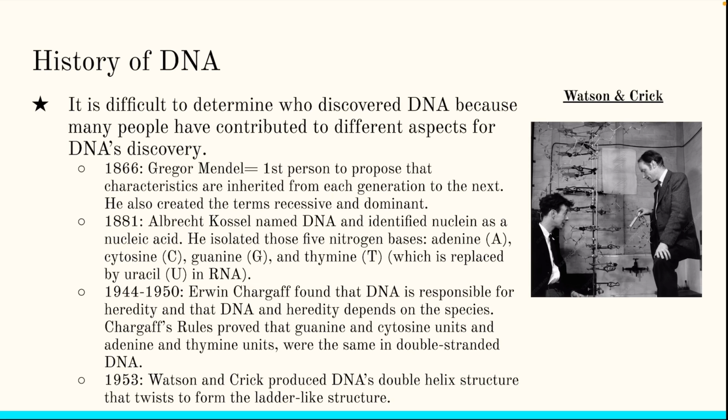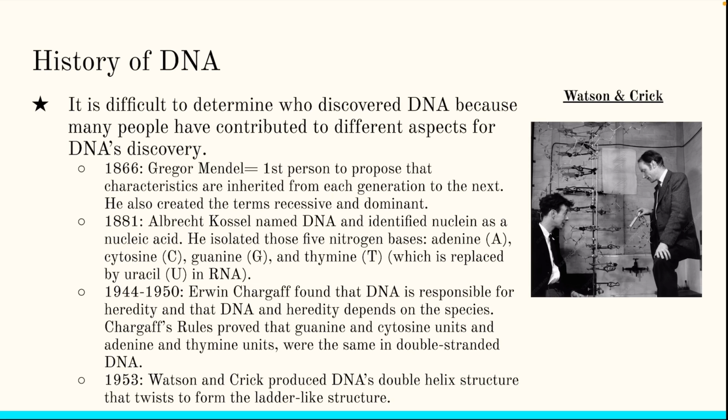In 1944 to 1950, Erwin Chargaff found that DNA is responsible for heredity and that DNA and heredity depends on the species. Chargaff's rules is the name for the discoveries which proved that guanine and cytosine units as well as adenine and thymine units were the same in double-stranded DNA.